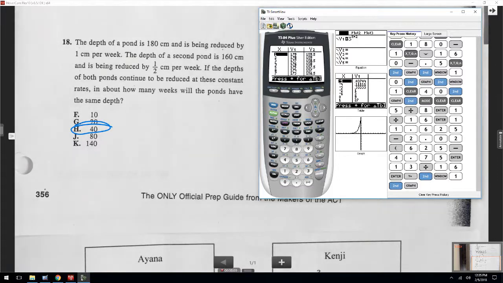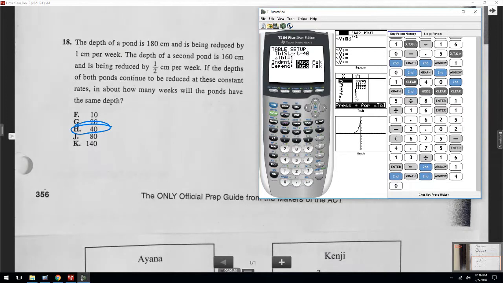So go to second window, or second table set. The very first thing there says table start. You can tell your table where to start. If you want to tell your table to start at 40 or 100 or 2,000, you can. So if you type in 40 right there, then go to second table. Look at them. Are they the same? There you go. So you can check your work there a little bit.